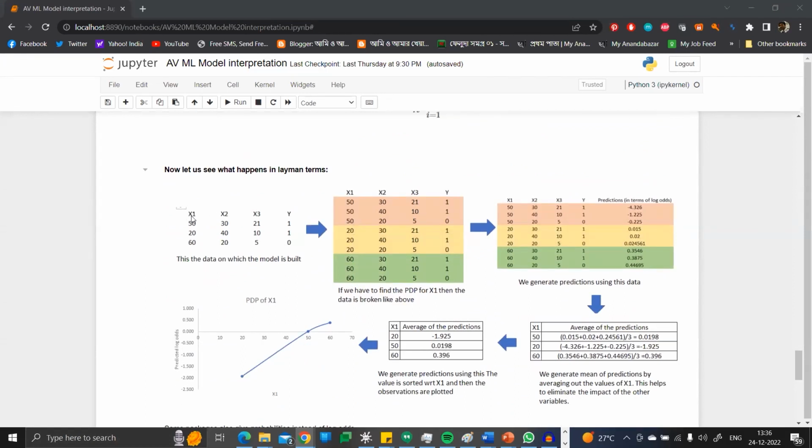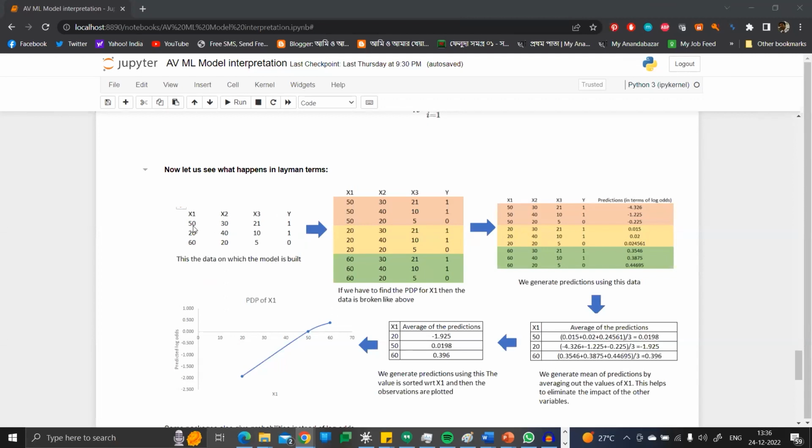So think about this one. X1 has 3 values. This is one variable, X2 is another variable, and X3 is another variable. And this is my outcome variable, Y, 1 or 0, just like the churn tag. It has 3 observations in the data set. For the sake of simplicity, we are only taking 3 observations.